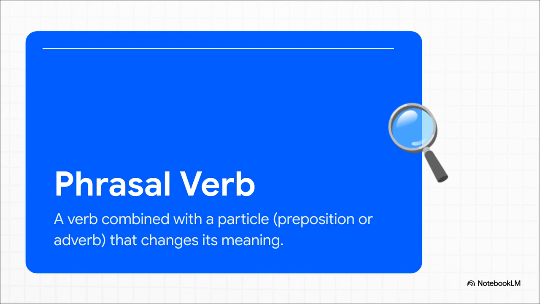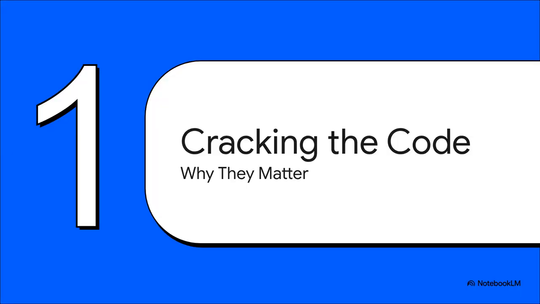Just take a basic verb, something like give, and add a little word, a particle, like up. Suddenly, give up means to quit. It's this simple formula, verb plus particle, that creates all this amazing richness, and yeah, sometimes a little confusion in English. All right, so let's start by cracking this code.